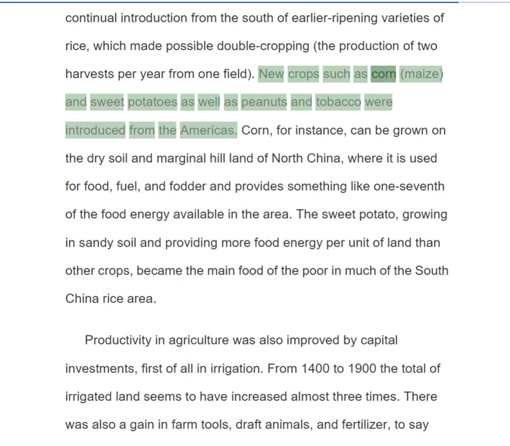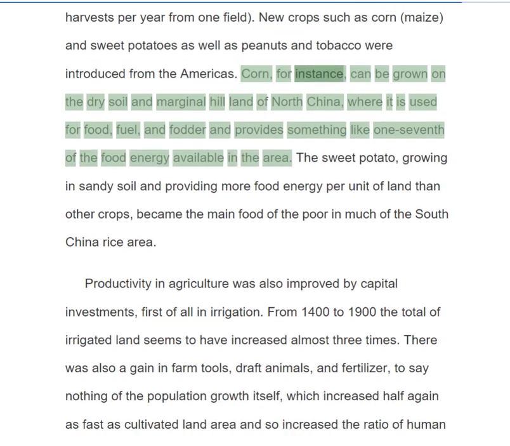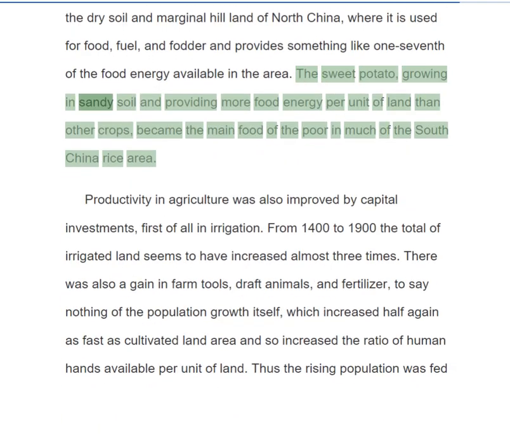New crops such as corn and sweet potatoes as well as peanuts and tobacco were introduced from the Americas. Corn, for instance, can be grown on the dry soil and marginal hill land of North China, where it is used for food, fuel, and fodder and provides something like 1/7 of the food energy available in the area. The sweet potato, growing in sandy soil and providing more food energy per unit of land than other crops, became the main food of the poor in much of the South China rice area.